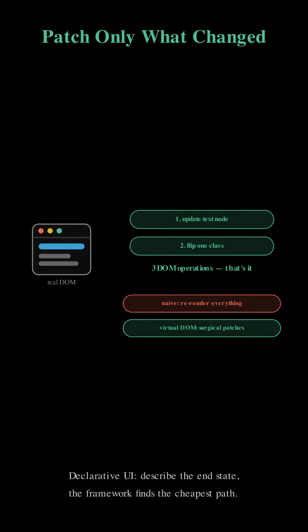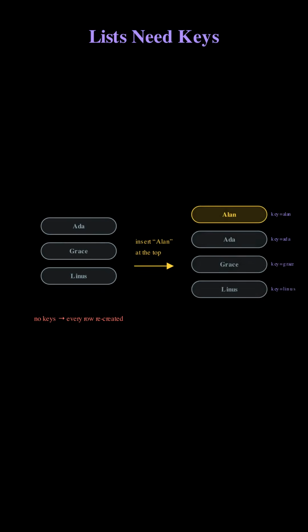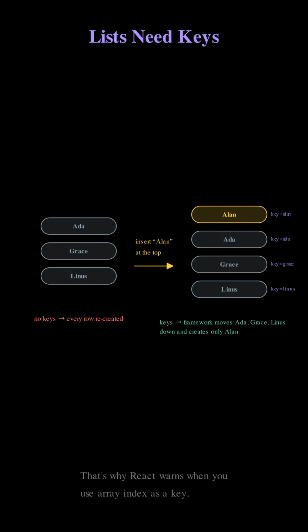Lists are where this gets subtle. Insert Alan at the top of a list with no keys, and the framework can't tell rows apart. Every row gets recreated. Give each row a stable key, and it moves Ada, Grace, and Linus down and creates only Alan. That's exactly why React warns you when you use array index as a key.